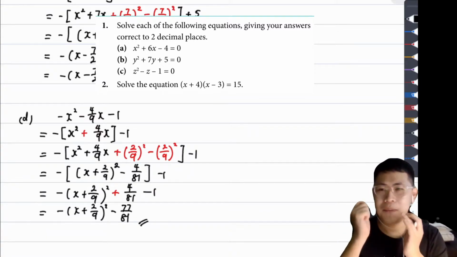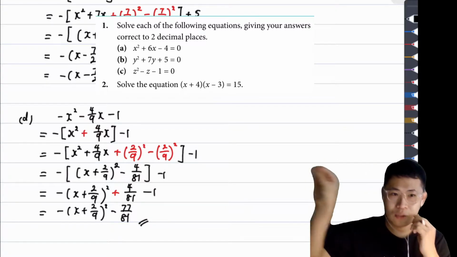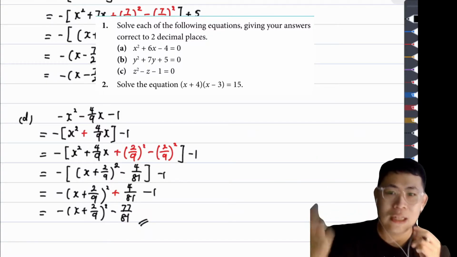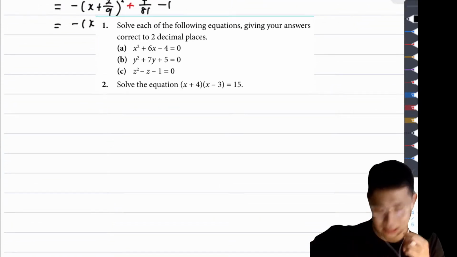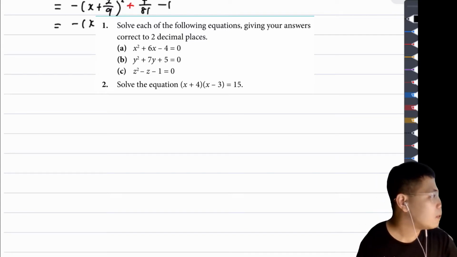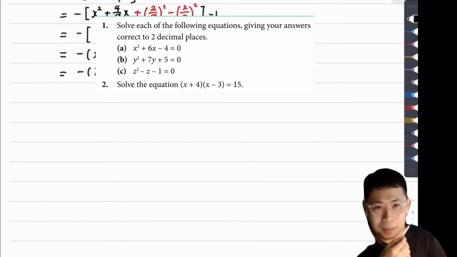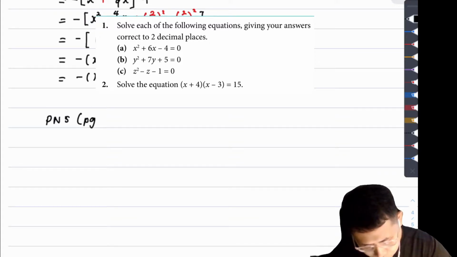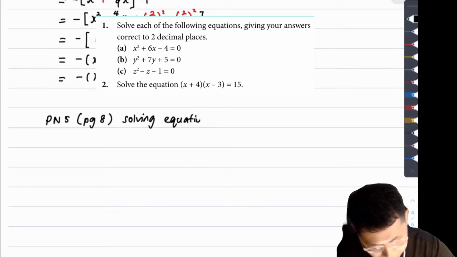But now we are moving on from expressions, from general form to completed square form, and we are moving forward to an equation, a mathematical sentence itself. So on our equation, as you can see in our Practice Now 5, page 8, here we are solving equations already. So the skill over here is not expressions, it is solving the equation.